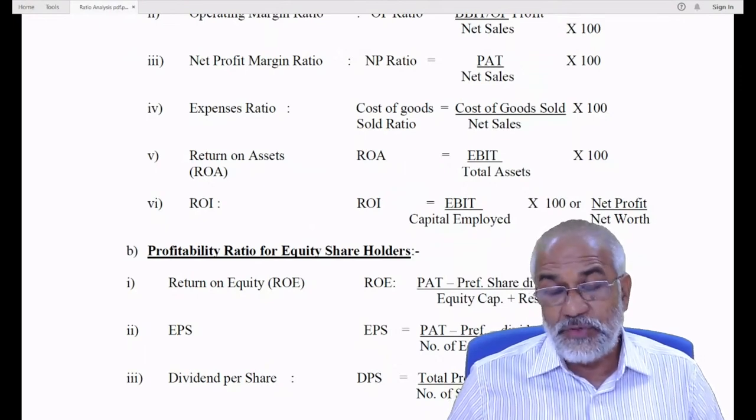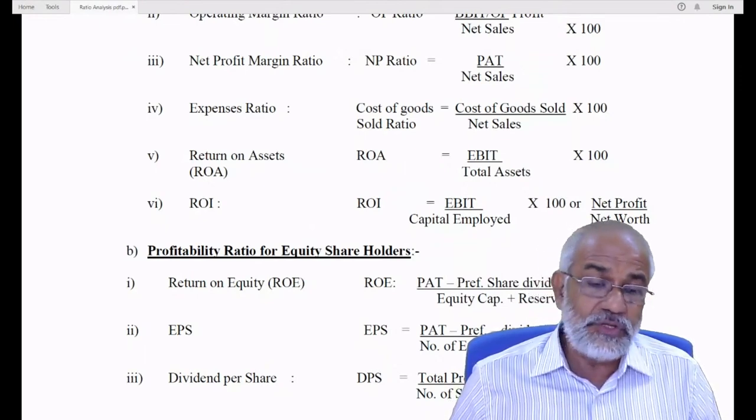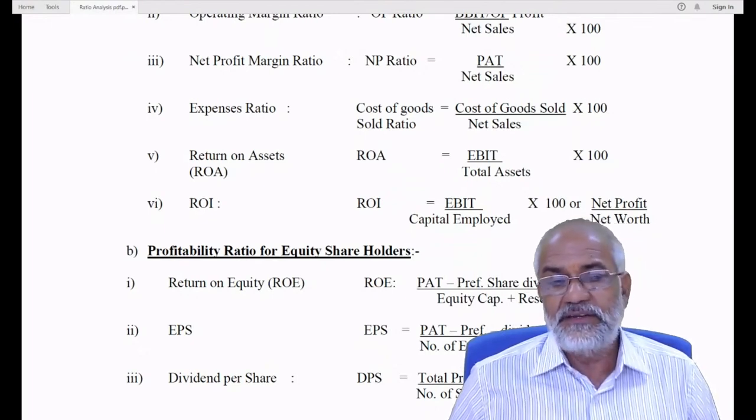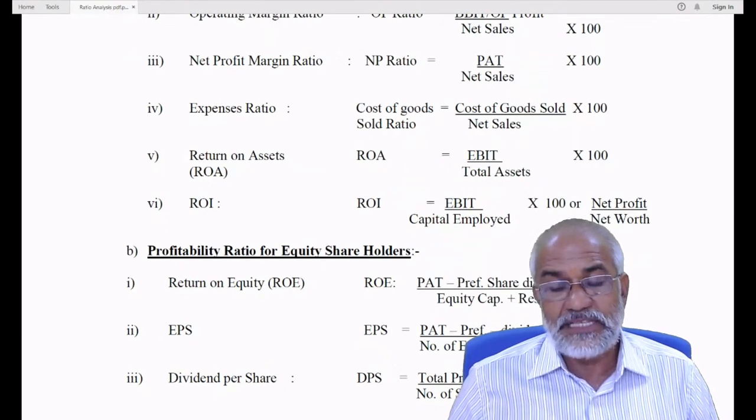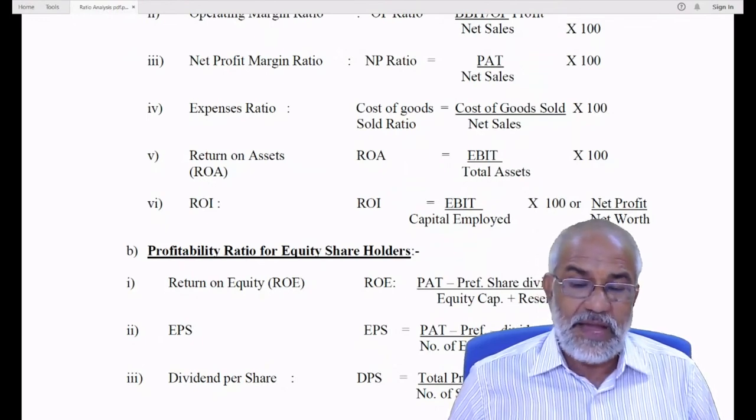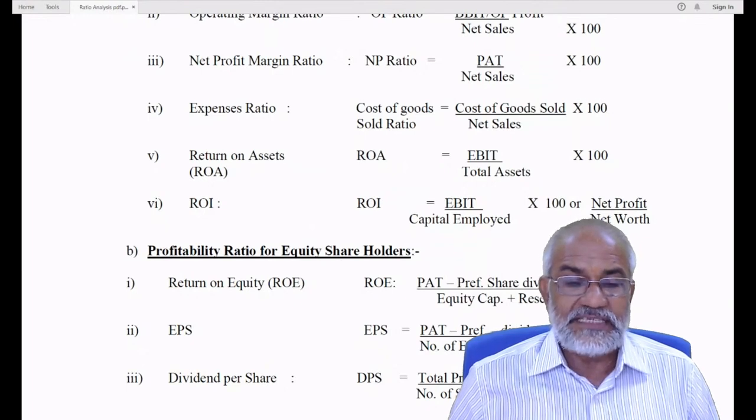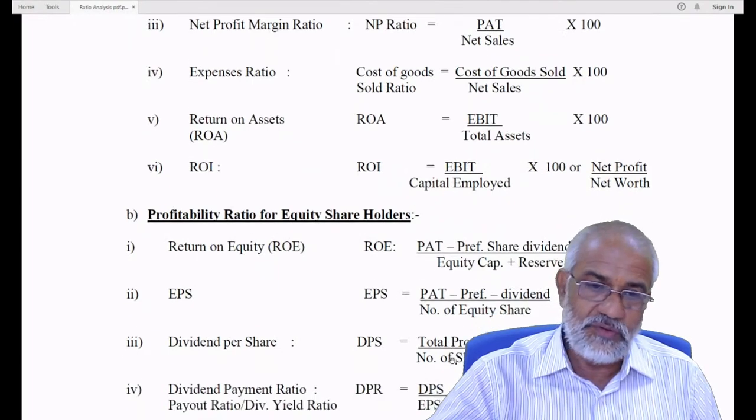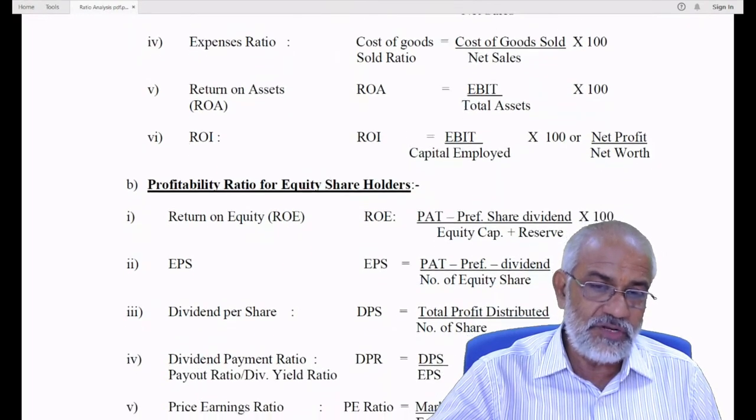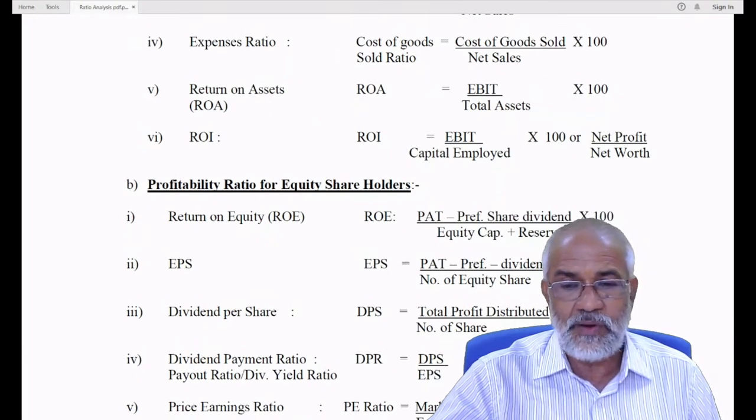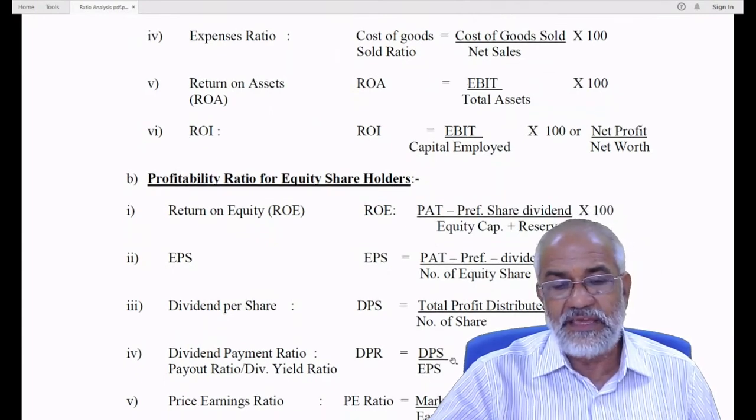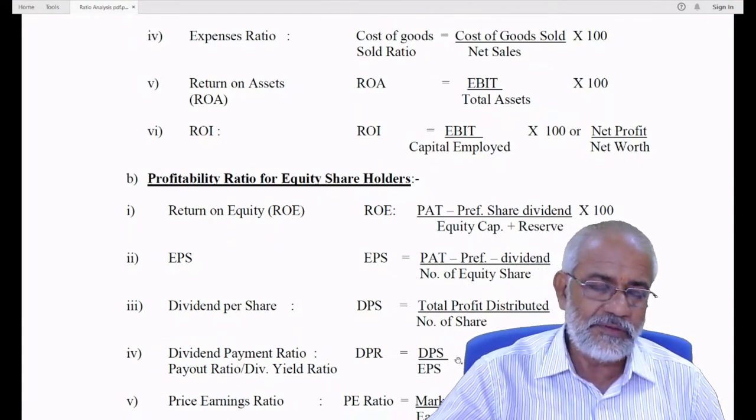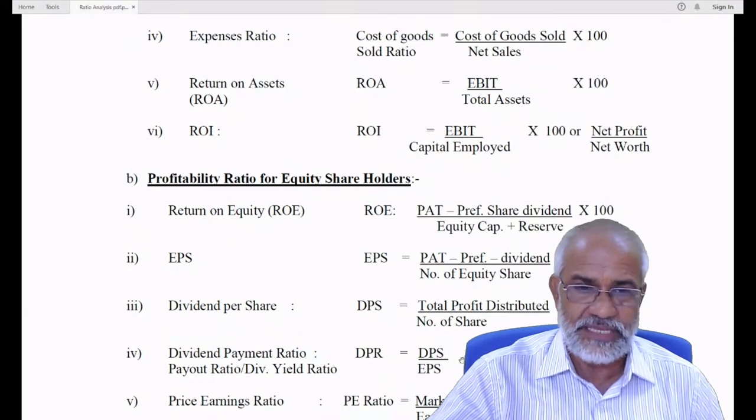So keep in mind the number of equity shares, although not the equity share capital. Profit after tax minus preference dividend, divided by the number of equity shares, would be the earning per share. It is an important ratio, and most equity shareholders are very much interested in it. The higher the EPS, the higher the inclination for the equity shareholders.